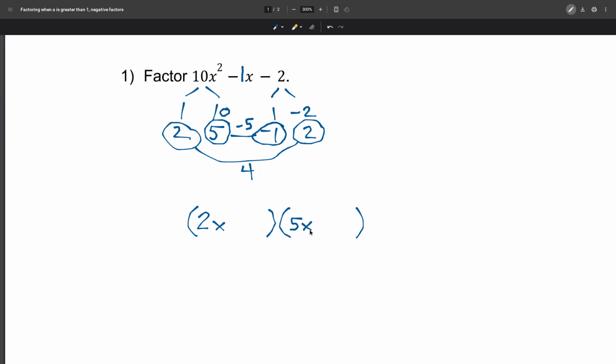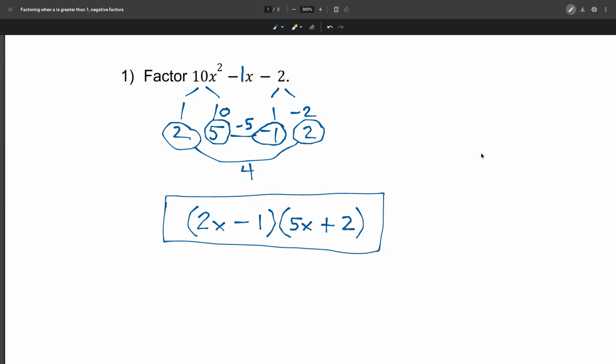Now I want the 5x to multiply by negative 1, so I'm going to have to make this 2x minus 1 here. Negative 1 times 5x, the inner terms multiply together. And I want 2x to multiply by 2, so I'm going to have to make a plus 2 here. And there we go. That's all there is to that first one. So this is the factored form for the first one. Let's try a few more to make sure we get the hang of this.